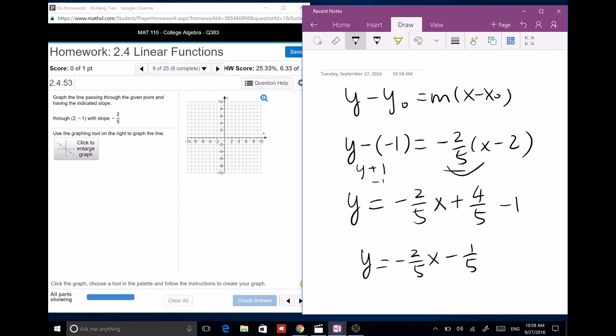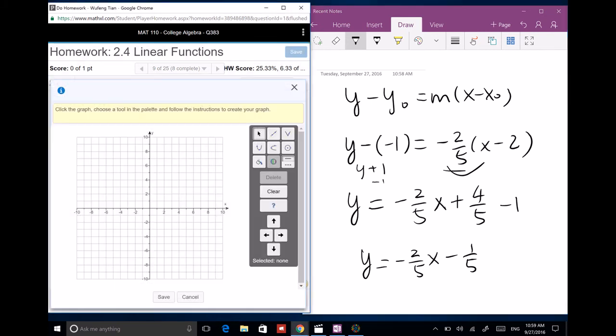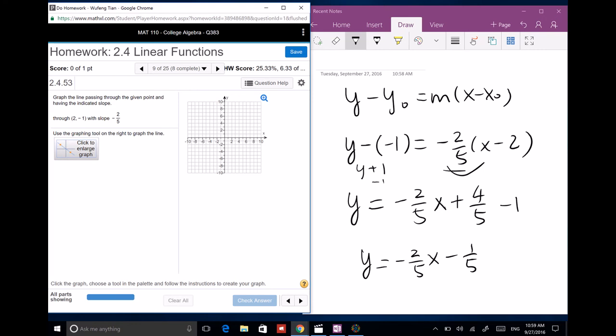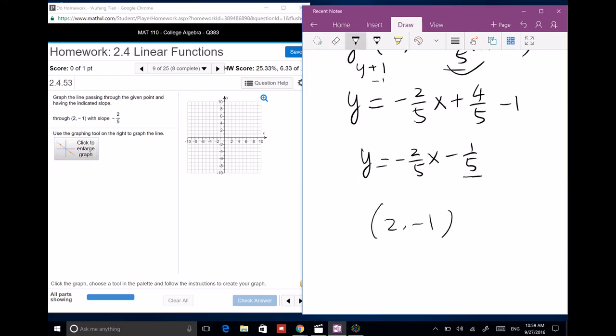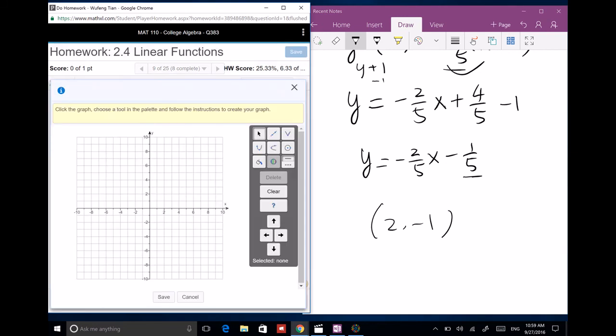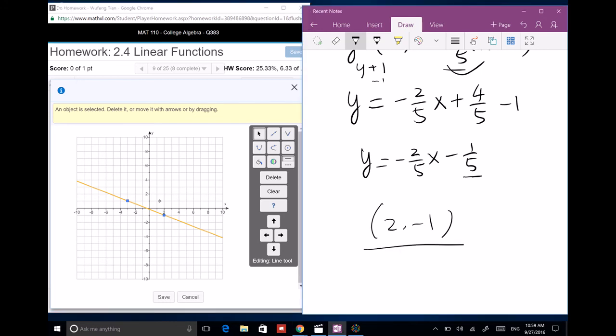Here it's not so easy to graph this with the point-slope formula, but you don't have to start from the intercept. You can start from the point 2, negative 1, then do rise over run. So 2, negative 1 is right here. Then rise 2 over run 5, 1, 2, 3, 4, 5, so right here. Rise over run goes left because it's negative. Start from 2, negative 1.